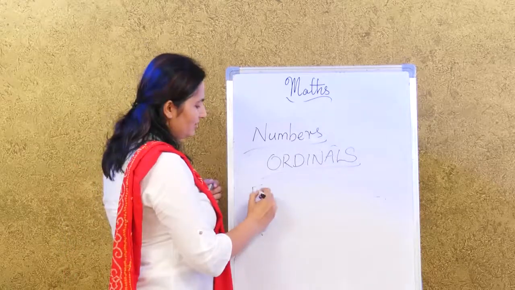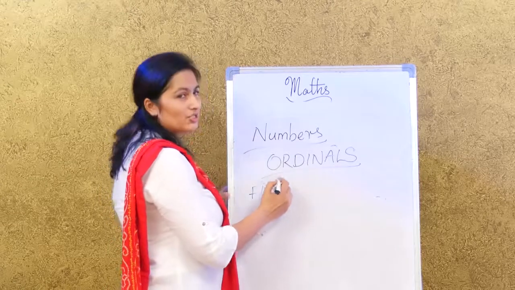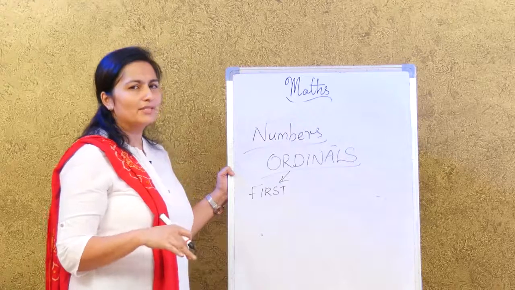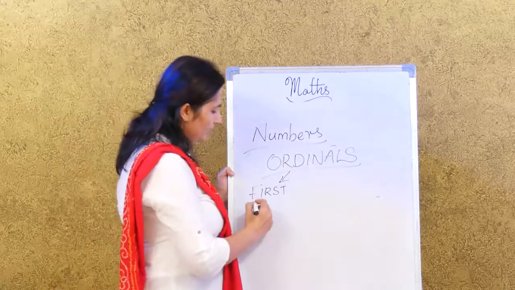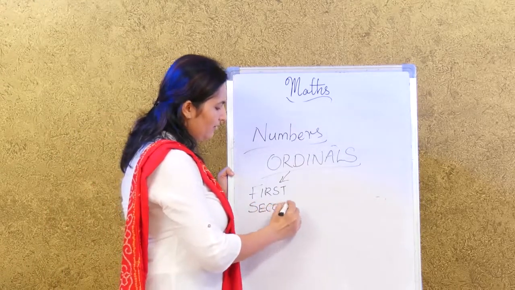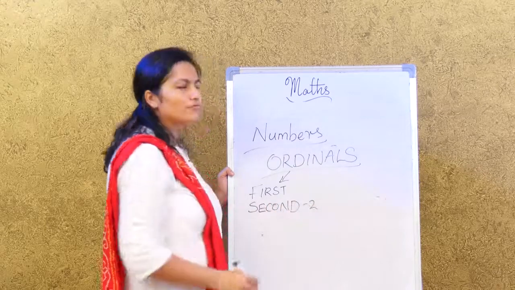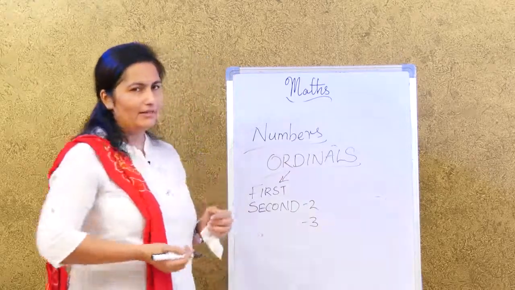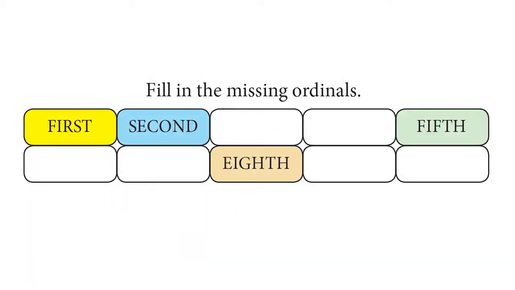So, first is the position. It's the ordinal. Then your friend came second, she gets the second prize. So, second is the ordinal given for 2. Then third prize, fourth prize, like that. Okay. So, look at this. First, second, that's missing in your exercise. Third, then comes fourth, then fifth.